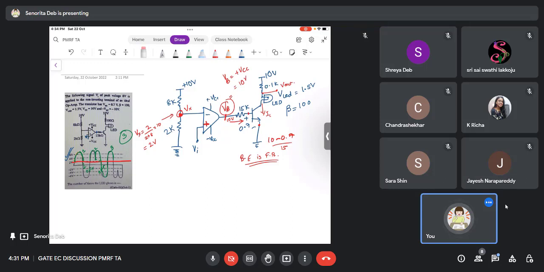So these kind of questions are expected from Opamps. Simple questions from Opamps can be asked for 1 mark. A bit difficult questions where they combine Opamp with a BJT, with a bit of a different kind of operation involved, these kind of questions are also expected.